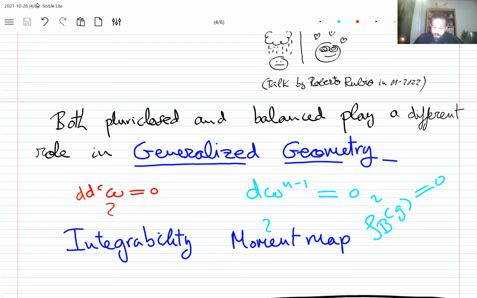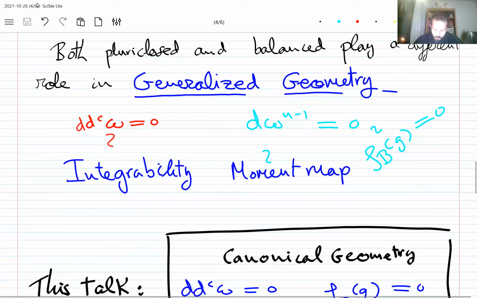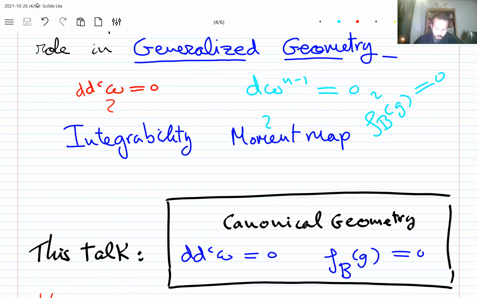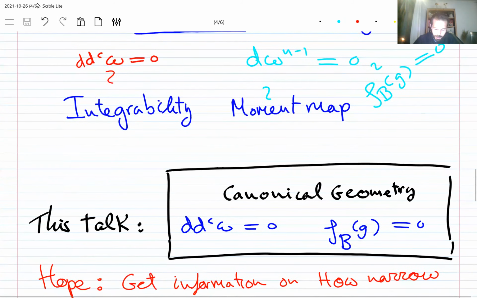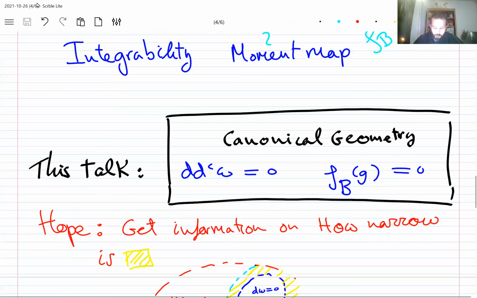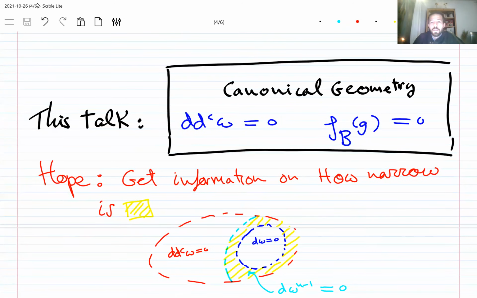So in this talk, what I'm going to do is to put these two natural conditions together, not the balanced one, but the Bismut-Ricci form equals 0, and study as canonical geometries pluriclosed metrics which furthermore have Bismut-Ricci form equal to 0. As I said, the Bismut-Ricci form equal to 0 is of course something related to curvature, but morally it's also related to the balanced condition. So hopefully studying this type of metrics gives us some information on how narrow is this yellow strip that I told you before, which is the intersection between pluriclosed and balanced in the non-Kähler compact case.